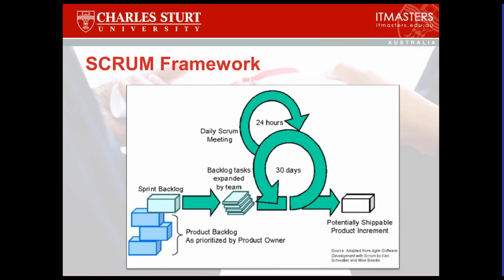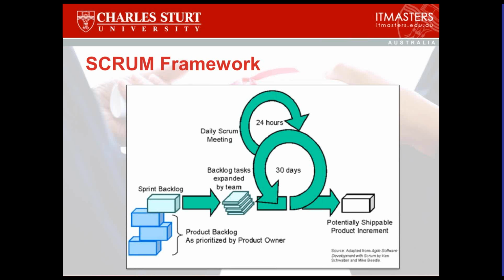Here's a diagram that we've borrowed from a text, Schwaber and Beedle, that talks about the whole overview of what Scrum is. Let's look at this in a little more detail, and we'll pull some labels out of this and see what it looks like. First of all, at the bottom left, you'll see something labeled as the product backlog. Those blue bricks that are seen there at the bottom.